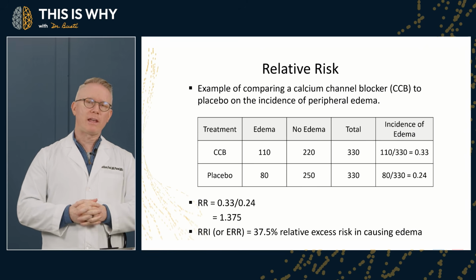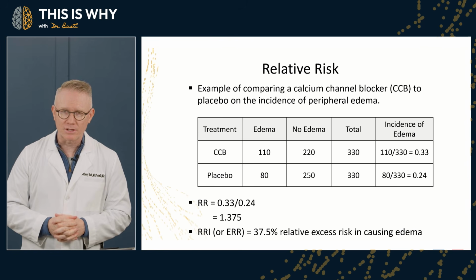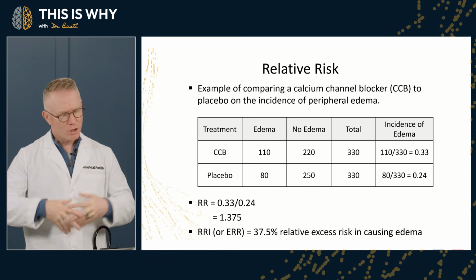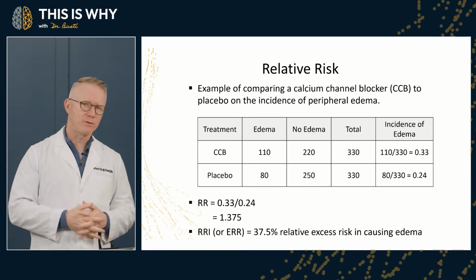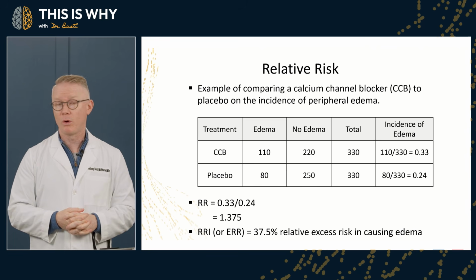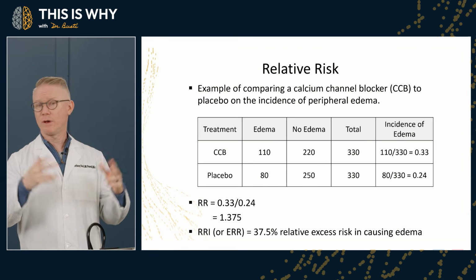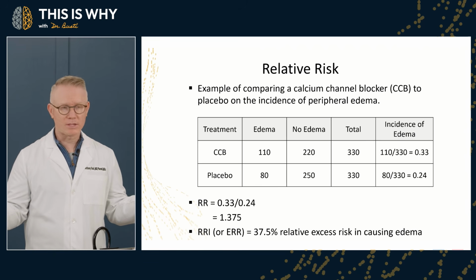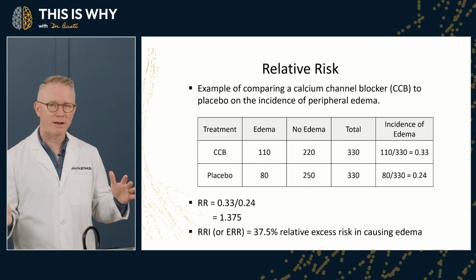So let's say you take 2 groups of people, you randomize them, one group receives calcium channel blockers, the other group receives placebo. You follow them forward in time, and you're trying to figure out, do calcium channel blockers cause more edema than regular placebo? So again, you have 2 groups. I didn't say anything about crossing over. I said they were randomly assigned to one of 2 groups. So those are 2 groups that seem to be independent.